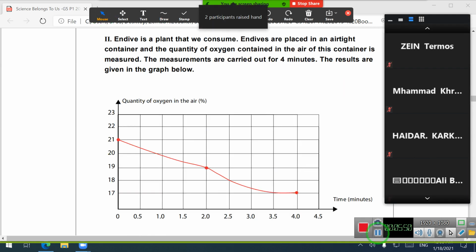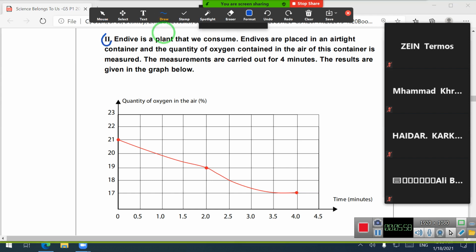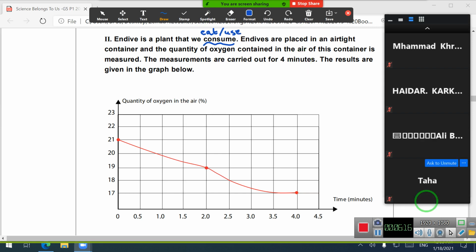Thank you till now. Now, in the second exercise, I have to read the text about the endive plant. We said before that the endive plant is a green plant that we consume. We consume means we eat or use it. Of course, you have to write the definitions or synonyms.